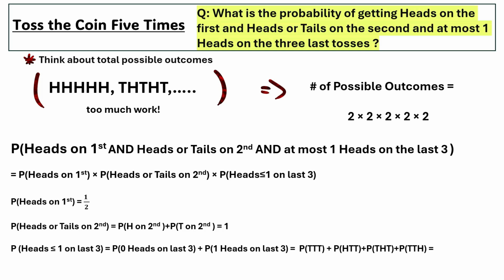Now, recognizing the fact that each one of these 4 probabilities is going to equal to 1 divided by 8, the answer to probability of getting at most 1 heads on the last 3 tosses is going to equal to 4 divided by 8, or 1/2. So then now, if we put together all this information, all the calculations that we have done now, then our final solution to our final question is going to be 1/2 times 1 times 1/2.